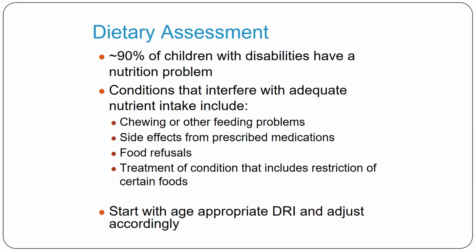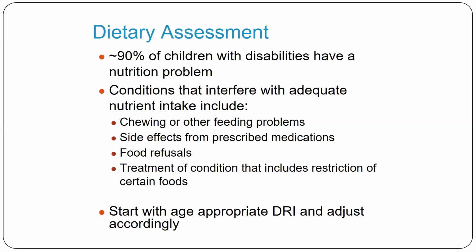You might think that nutrition and diet aren't very much related to most disability or special health care needs, but in fact, about 90% of children with disabilities have a nutrition problem. If you think about the types of conditions that would interfere with adequate nutrient intake, if the disability affects the ability to chew or swallow or feed themselves, many health conditions require medications, and those can have side effects that might affect appetite or metabolism.